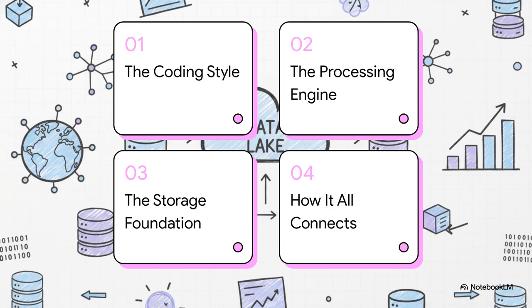So this is it. This is the secret code we cracked. The exams are always testing these 3 things. First, the coding style. Second, the processing engine. And third, the storage foundation. And then we'll look at how it all connects. If you get these, you pretty much get the core of everything. So let's break them down.